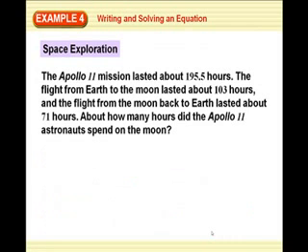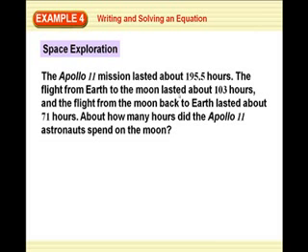Okay, the Apollo 11 mission lasted about 195.5 hours. The flight from Earth to the Moon lasted about 103 hours, and the flight from the Moon back to the Earth lasted about 71 hours. About how many hours did Apollo 11 astronauts spend on the Moon?